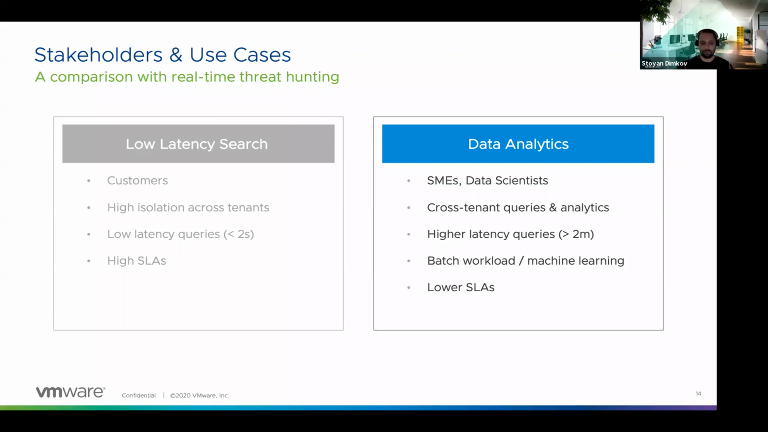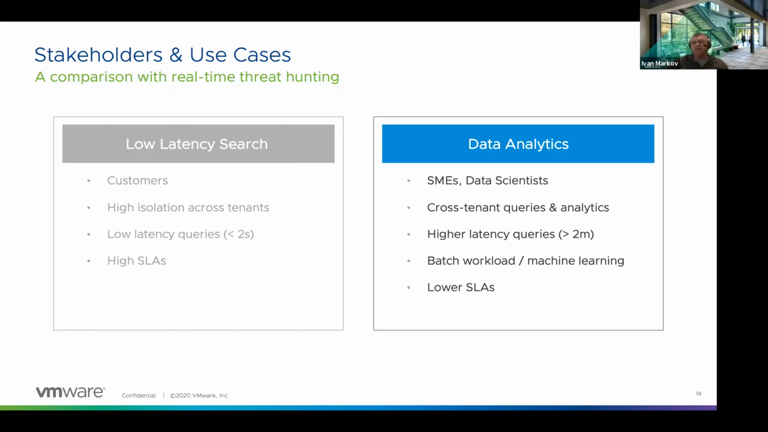All right, so the thing is the following: the data analytics solution that we have is actually newer than the low latency search. So perhaps the easiest way to justify why we need it and why we have taken certain design decisions is to first do a short comparison exercise.